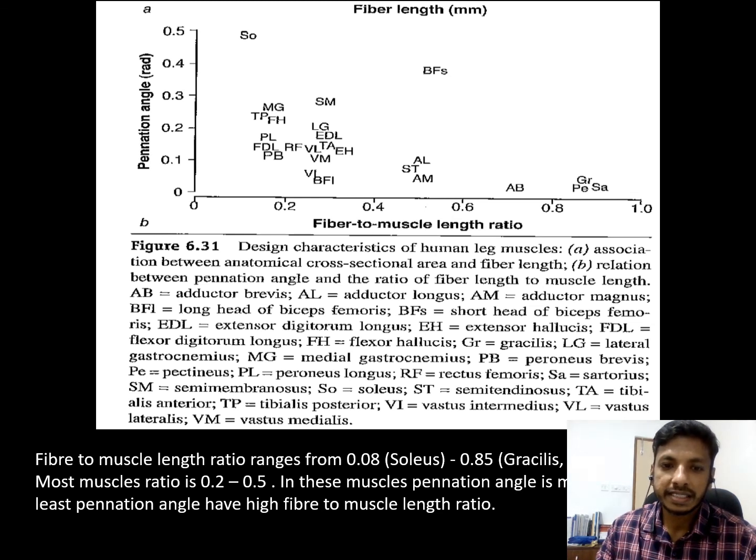So if the pennation angle is least, that means they will have the maximum fiber to muscle length ratio.